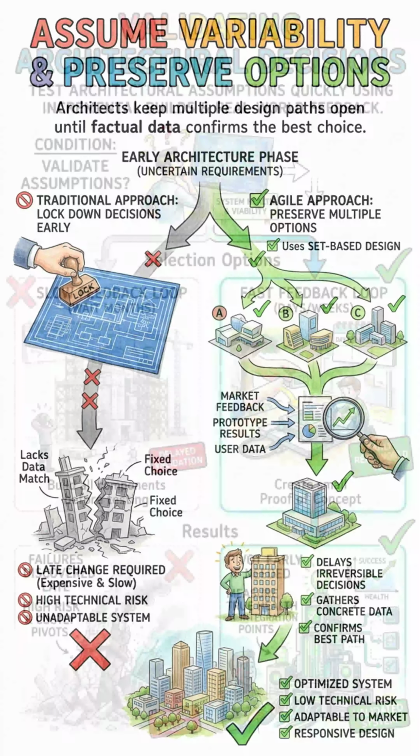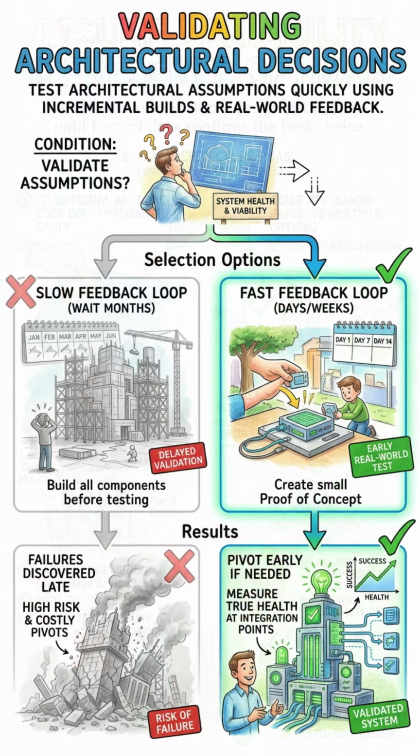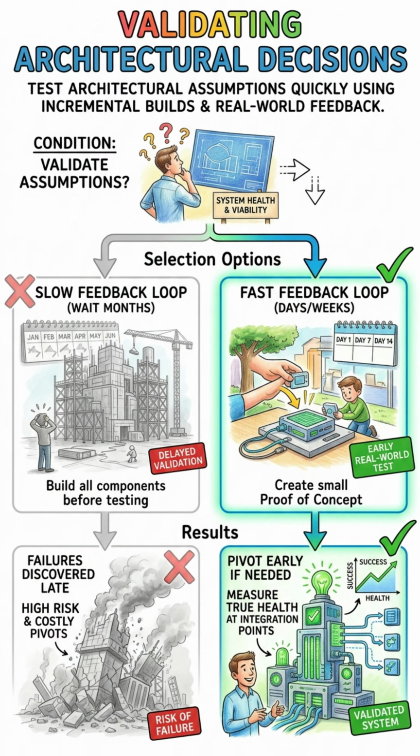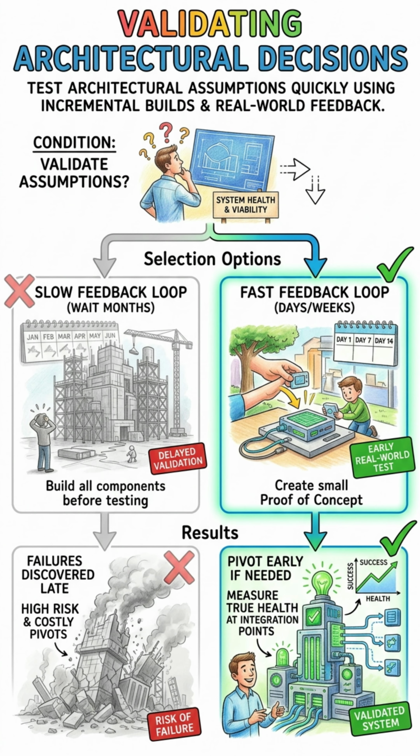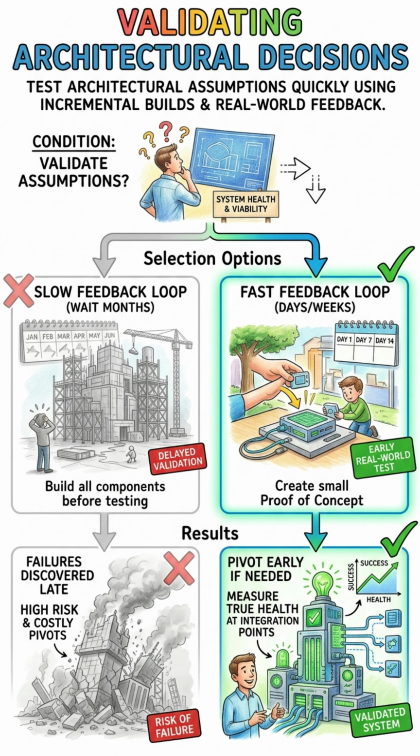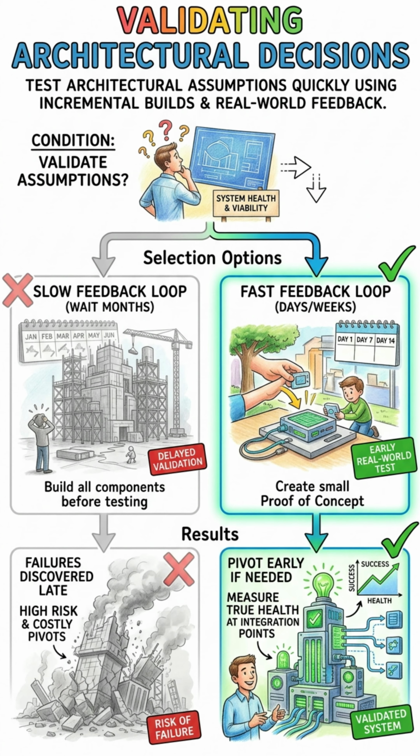To validate your architectural decisions, you must build incrementally with fast, integrated learning cycles. Instead of waiting months to see if a new framework actually works, you create a small proof of concept and test it immediately in the real world. These fast feedback loops allow you to pivot quickly if your initial architectural assumptions turn out to be incorrect. The exam frequently tests your understanding of how to use integration points to measure the true health and viability of the system.